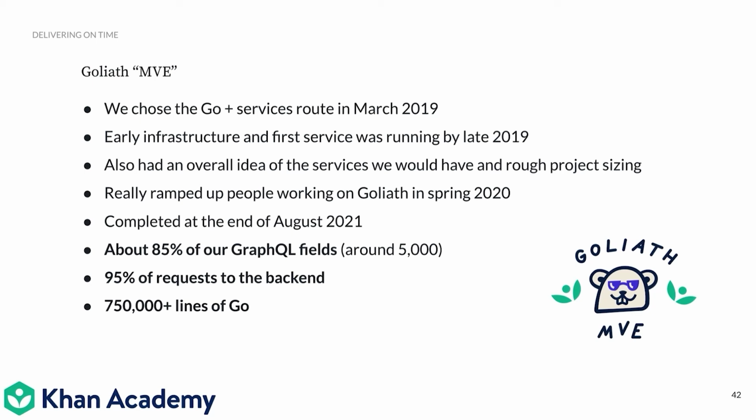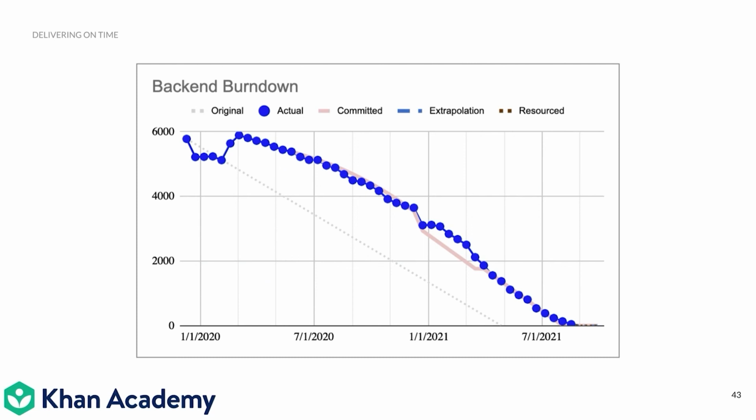What is MVE? MVE ended up being about 85% of our GraphQL fields, which is about 5,000 fields, 95% of the requests going to the new Go backend, 750,000 plus lines of Go code. So we wrote a lot of code, did a lot of porting, and got it working. Our earliest estimates showed us coming in at May 2021.